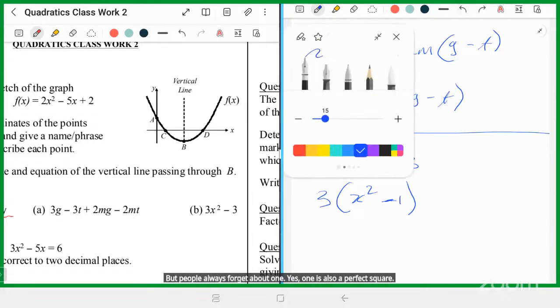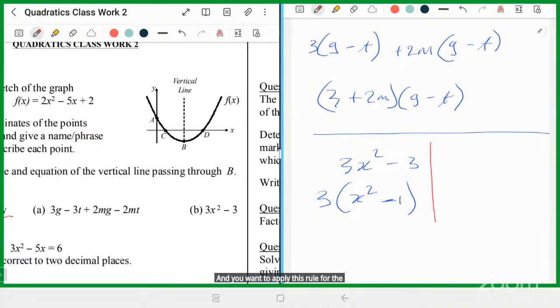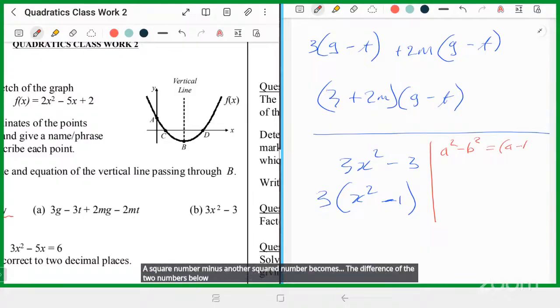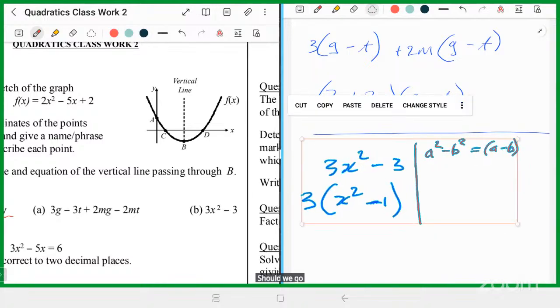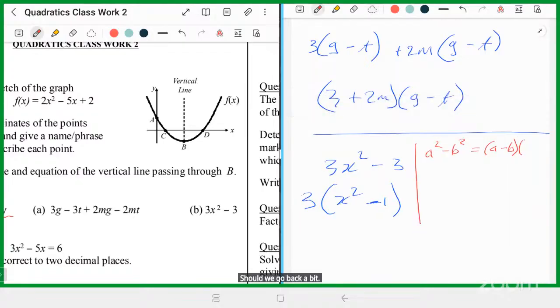And we want to apply this rule for the difference of 2 squares. A square number minus another square number becomes the difference of the 2 numbers without the square times the sum of the numbers without the square. Let me shift this over a little bit, I'm running out of space. So it becomes a plus b: the difference of the numbers times the sum of the numbers.